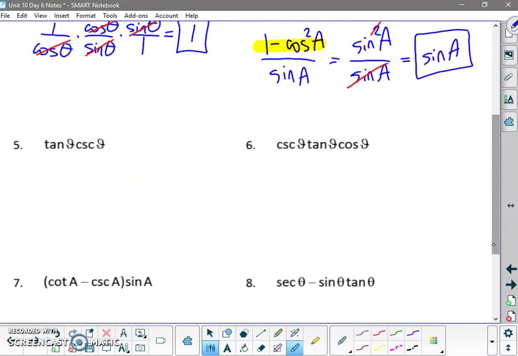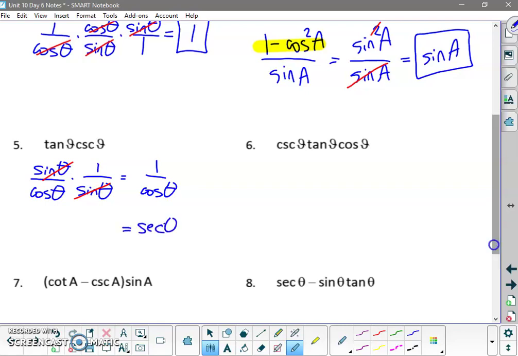All right, moving on to number 5. Tangent theta times cosecant theta. Again, it's just about substituting in. So tangent theta is sine theta over cosine theta. Cosecant is 1 over sine theta. So what will happen here, the sine theta will cancel, and I'm left with 1 over cosine theta. Now, when possible, I prefer not to have a fraction, so 1 over cosine theta is the same thing as secant theta, so there's my single trig function that is simpler than the original expression.